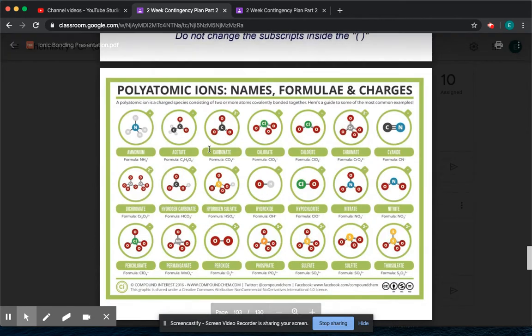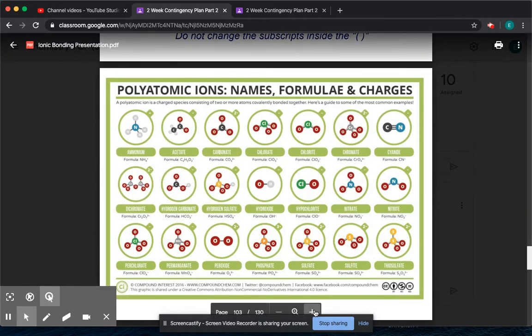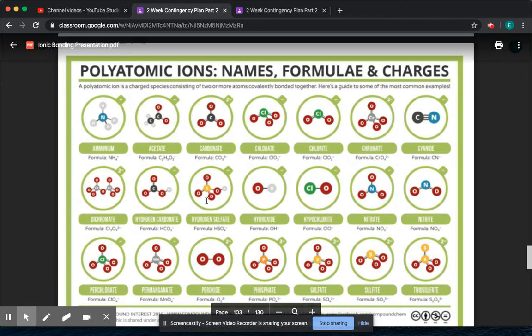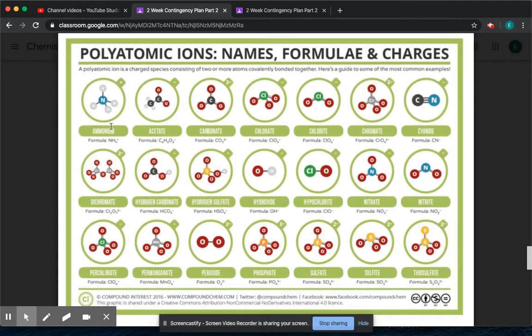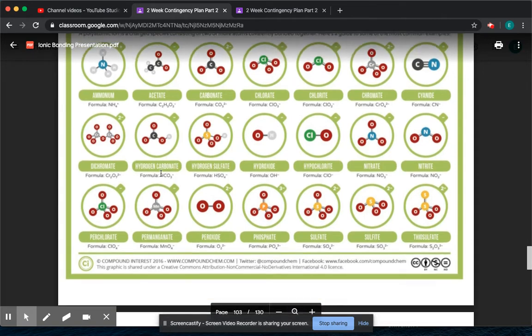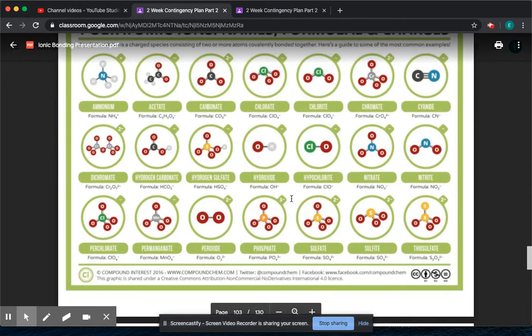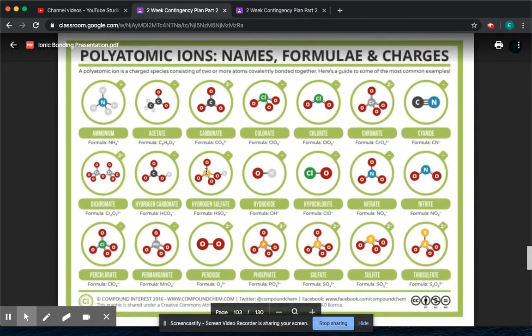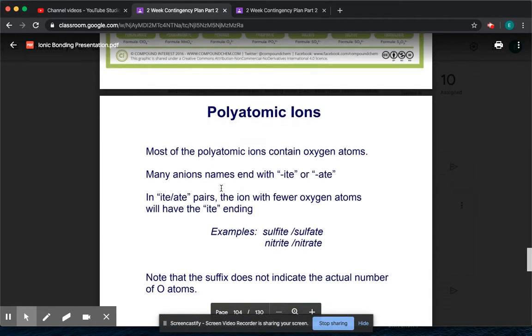Okay, and here they have examples of different polyatomic ions. Some of them you may have heard of: cyanide, chromate, chlorite, acetate, ammonium. Ammonia and ammonium are two different things. Hydrogen carbonate. So here they have a bunch of different ones. So these are some examples.